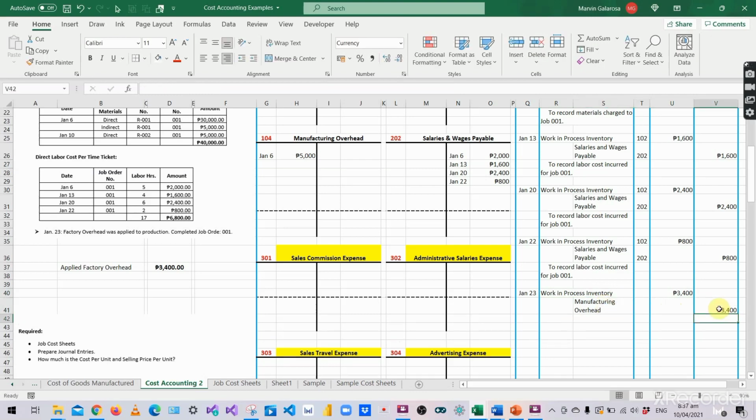3,400. What about kapag nagme-maintain ka ng separate applied factory overhead na account? In which case, yun naman yung i-credit mo instead na manufacturing overhead. But for this one, meron lang tayong isang account for overhead, that is manufacturing overhead. Then write the description to record factory overhead applied to production.